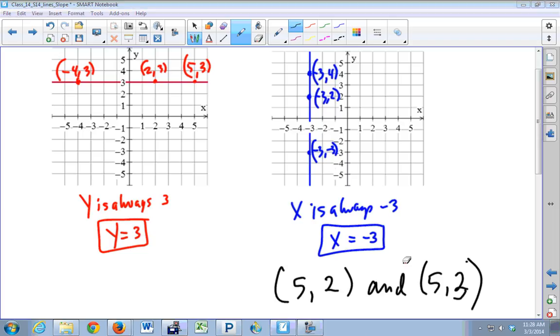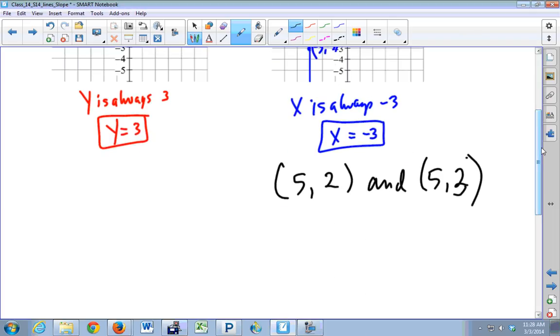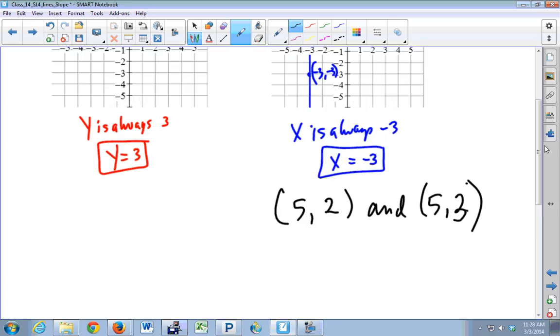Okay? And you're just so ingrained into doing y2 minus y1 and all that, you don't even look at your points. The minute you see something like that, you say, both of my x's are the same. So there's my equation. X, x is 5, right? X is 5.